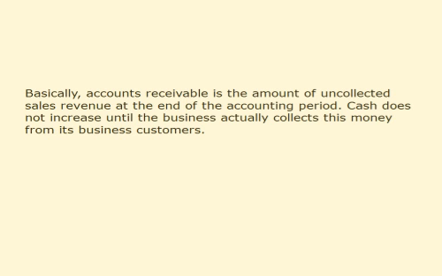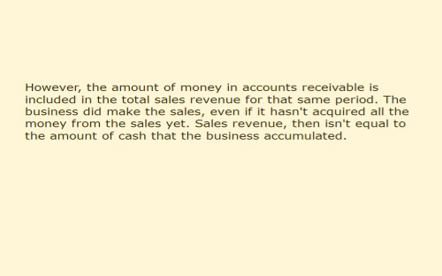Basically, accounts receivable is the amount of uncollected sales revenue at the end of the accounting period. Cash does not increase until the business actually collects this money from its business customers. However, the amount of money in accounts receivable is included in the total sales revenue for that same period. The business did make the sales, even if it hasn't acquired all the money from the sales yet.